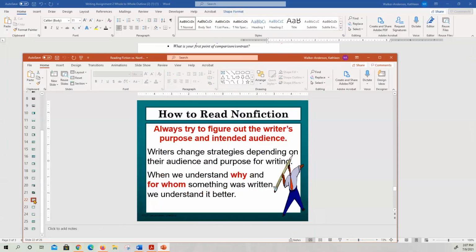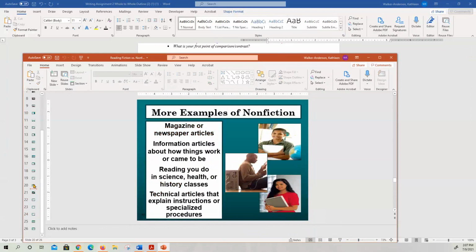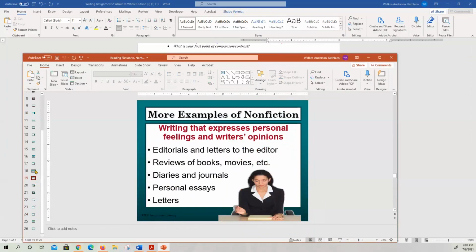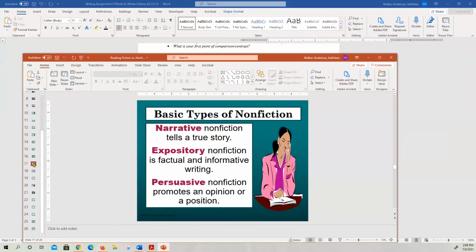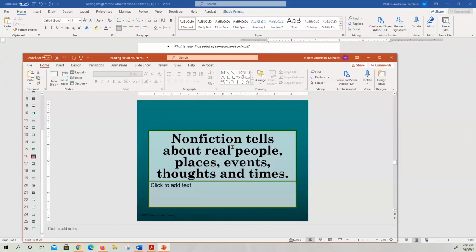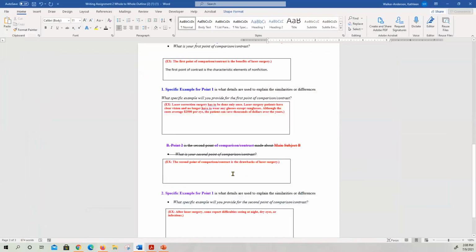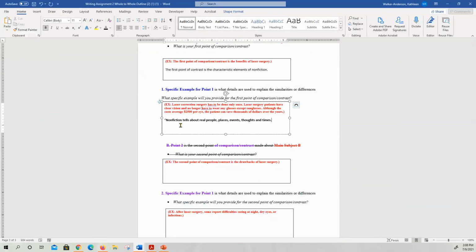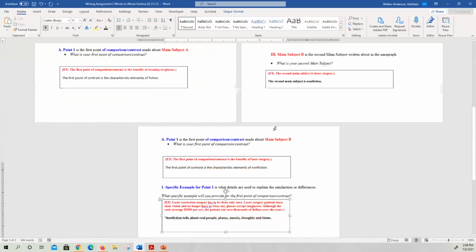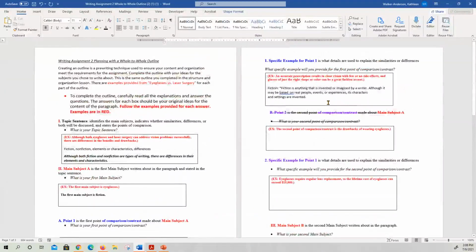Okay, nonfiction tells about real people, places, events, thoughts, and times. So Control C to copy. Bring it back over to my outline. My quote marks, because I took this from a presentation. Those aren't my words. All right, so nonfiction tells about real people, places, events, thoughts, and times. Okay, so there's my specific example, my first one, but I have to have more than one.